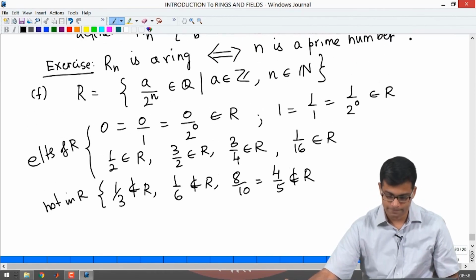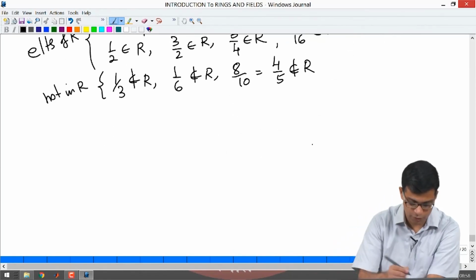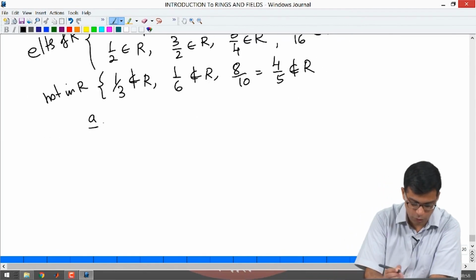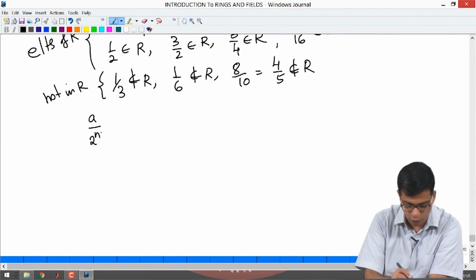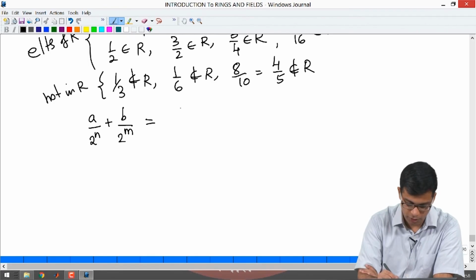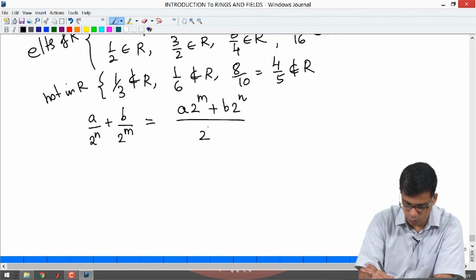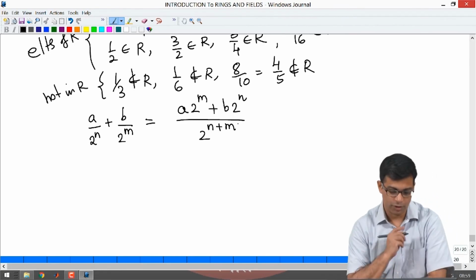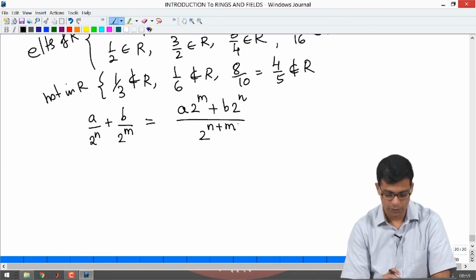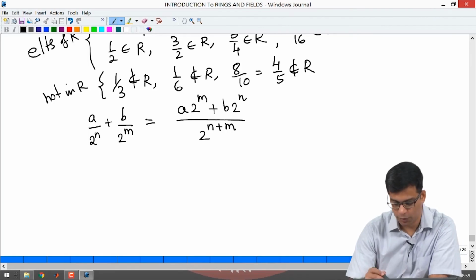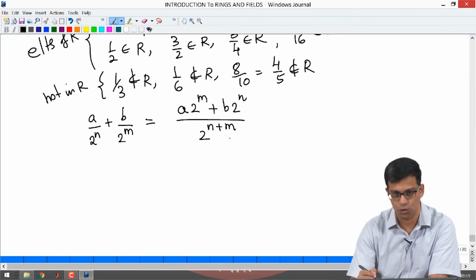So, is this a ring? That is the question, is this a ring? We already checked that 1 is there and 0 is there. So, let us check closure under addition and multiplication. So, you have A by 2 power n, let us say, and B by 2 power m. If you take the sum, it will be A times 2 power m plus B times 2 power n divided by 2 power n plus m, right, because that is 2 power n times 2 power m. Now, is that in the correct form? Yes, it is. Again, as before, it is possible that this is not in the simplest form, but you can cancel the common factors. Only factor of denominator is 2.